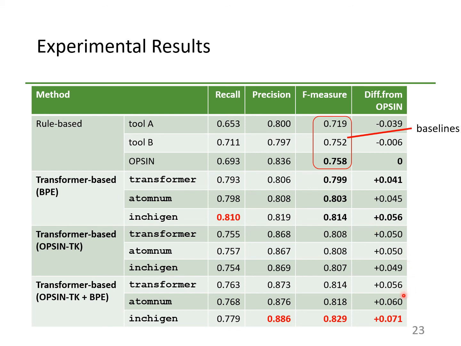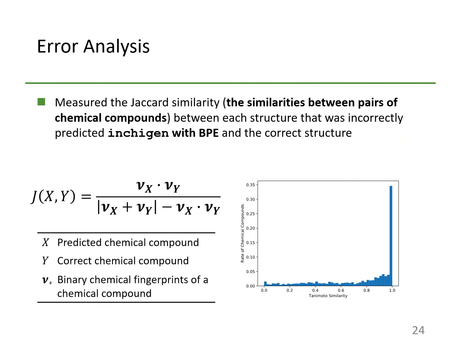The highest F measure and precision, 0.829 and 0.886, were achieved by the proposed method with OpsinTK plus BPE. We measured the Jaccard similarity between each structure that was incorrectly predicted by the proposed method with BPE and the correct structure. The Jaccard similarity, a common technique for measuring chemical compound similarities, is defined as this equation.